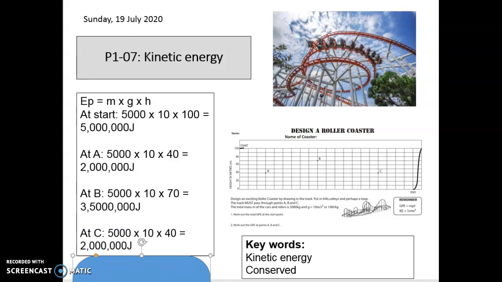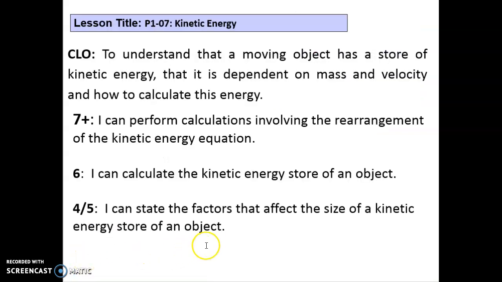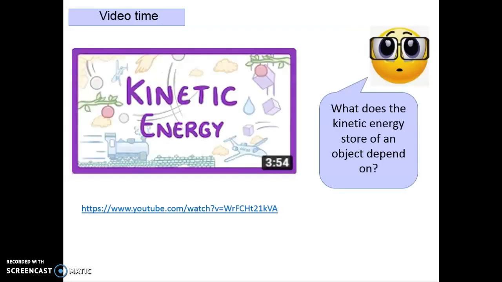Okay, excellent. So this lesson then, if we can state the factors that affect the kinetic energy store, which we haven't looked at yet, then that'll be grade 4 and 5. Calculating, okay, would be level 6, and if we can rearrange the kinetic energy equation, then we're looking at a level 7 and above.